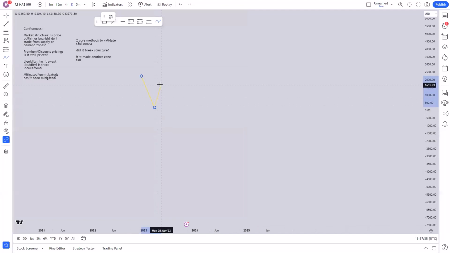So let's say we have a pull down, a push up, and then a pull down. But what is the job of this supply zone? What is the job of this supply zone? Its job is to make a new low, right?